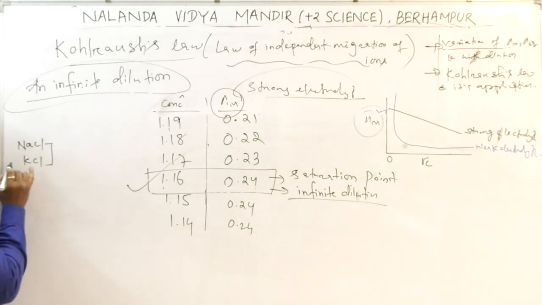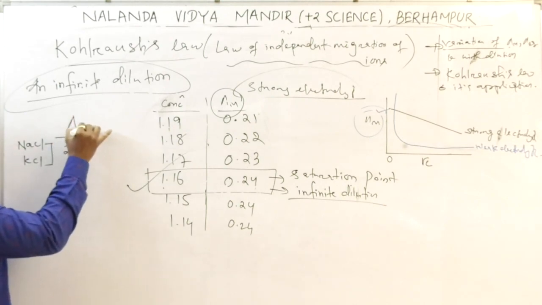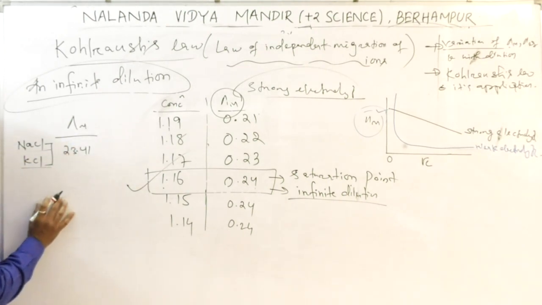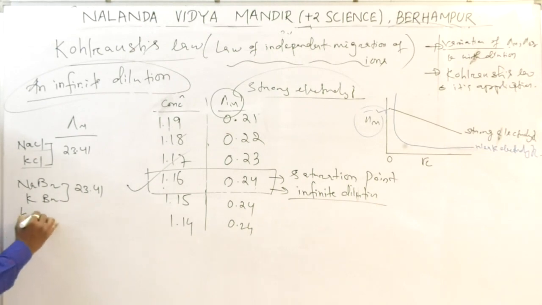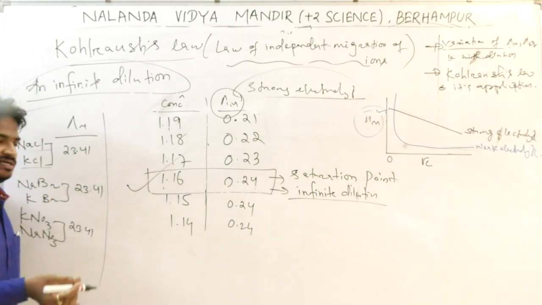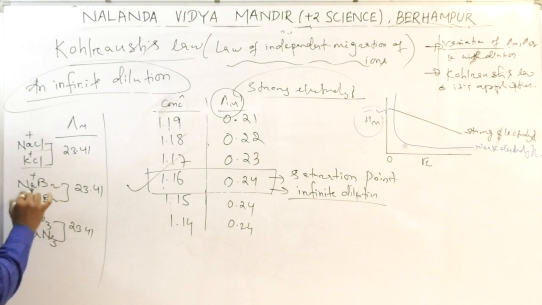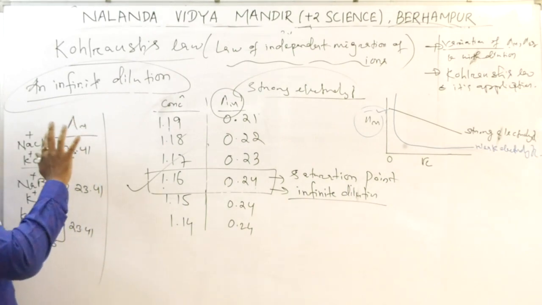These two electrolytes have the same value of difference, that is 23.41. This is the molar conductance difference between sodium chloride and potassium chloride. Similarly, for sodium bromide and potassium bromide, the difference is also the same, 23.41. Again, for potassium nitrate and sodium nitrate, the difference is 23.41. So he took pairs of electrolytes having the same anions but different cations. Here sodium and potassium are two different cations. So with different cations and the same anions, the molar conductance difference is the same.